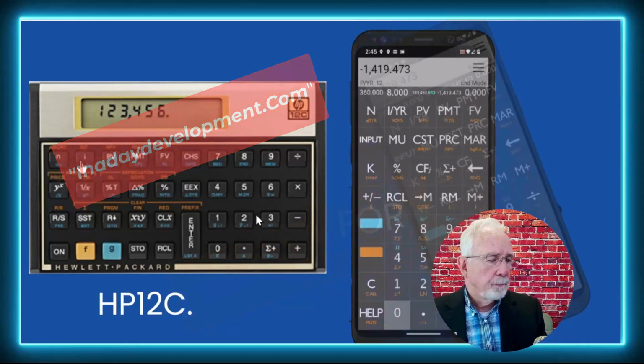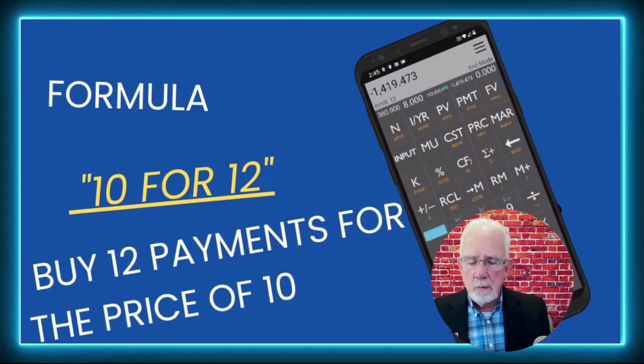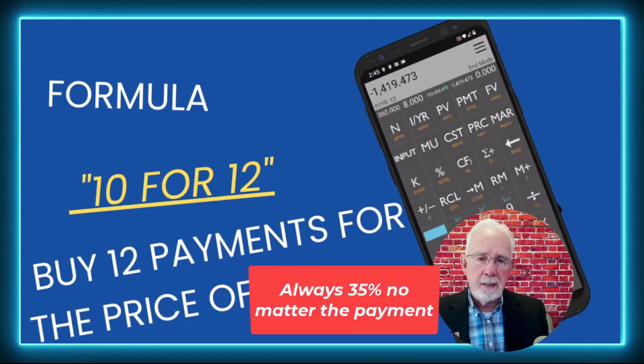Now, here's an interesting formula that I'd like to share with you. You'll hear this a lot of times in the meetings that I attend. The 10 for 12 formula is you contract for 12 payments, but you only pay for 10 payments. And when you do that, it will give you a yield. And interesting to know that that yield is always 35%.